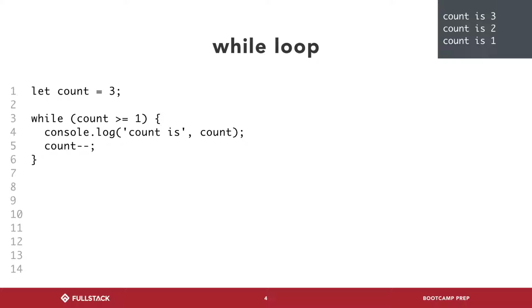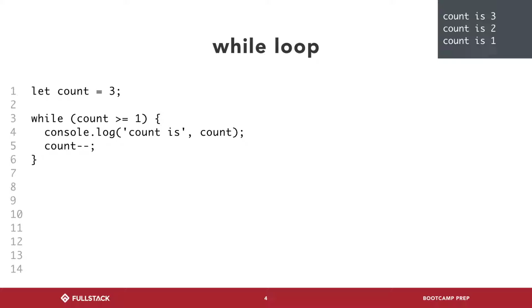So this is a very common while loop, right? We have a variable up top on line 1 called count. We set it equal to 3 initially, and we say while count is greater than or equal to 1, we console log out "count is" and the actual number. And then we do count minus minus. This is the opposite of plus plus, which basically means count equals count minus 1. So we subtract 1 from count. Okay, it's a shorthand.